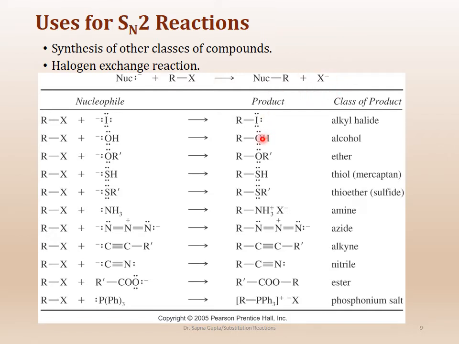The products that are formed is another alkyl halide in case you wanted to do a halide exchange, and alcohol, ether, thiols, amines, azides, alkynes, and nitriles and esters. These ones we will deal more in organic two, but otherwise you can make any kind of products, okay, or any kind of functional groups using SN2 reactions. So synthetically speaking, these are very useful kind of reactions, all right, which is why they're studied so much.